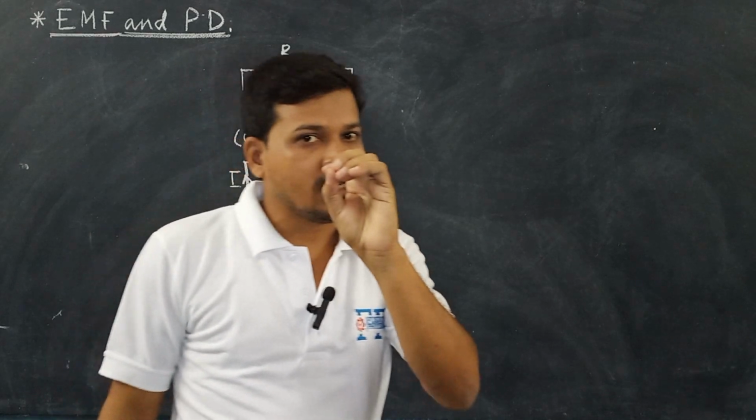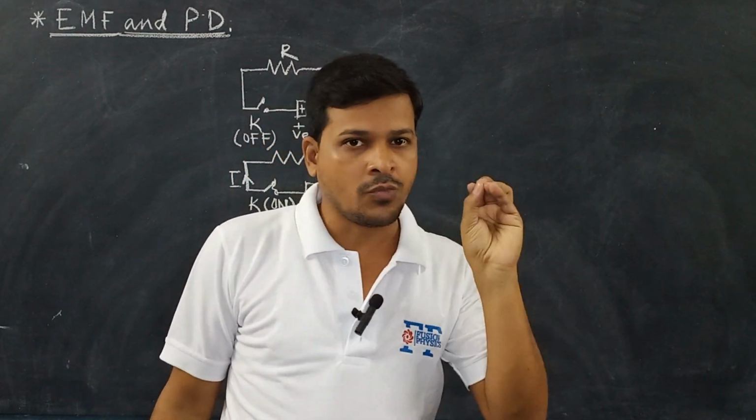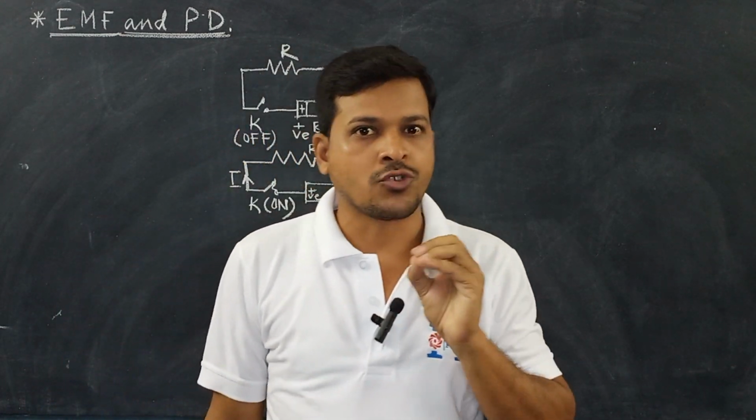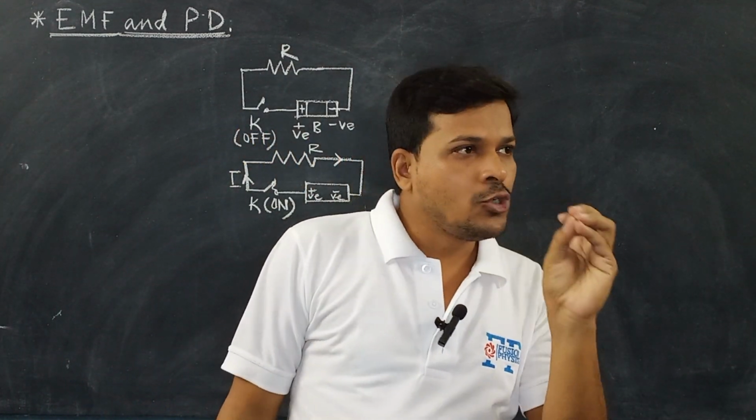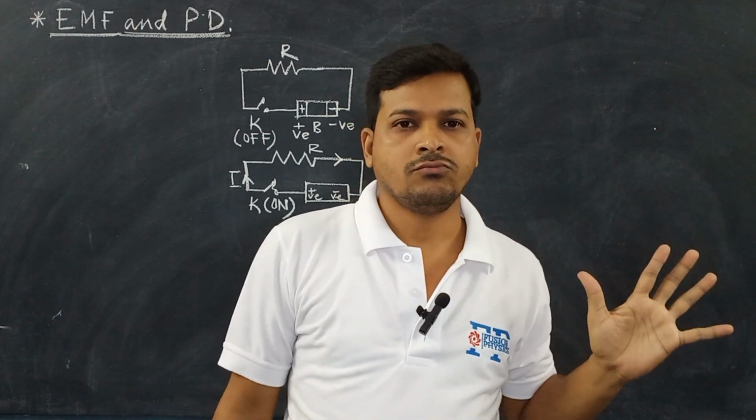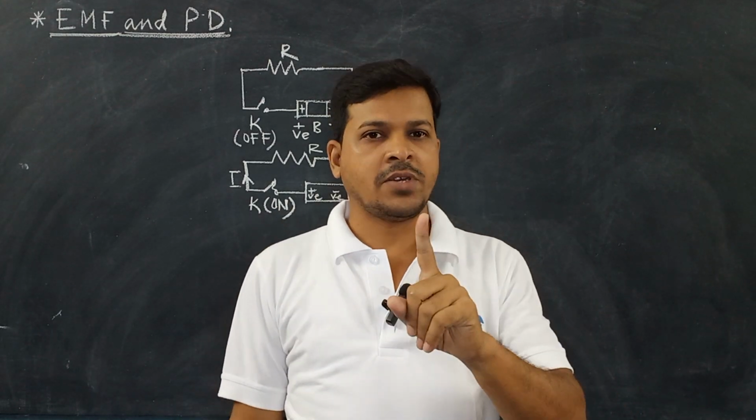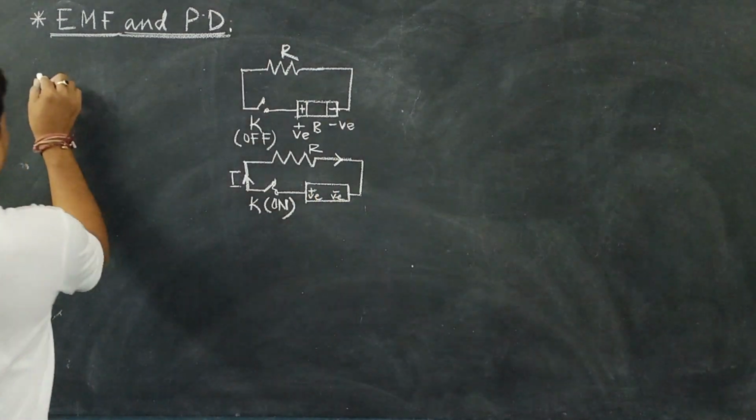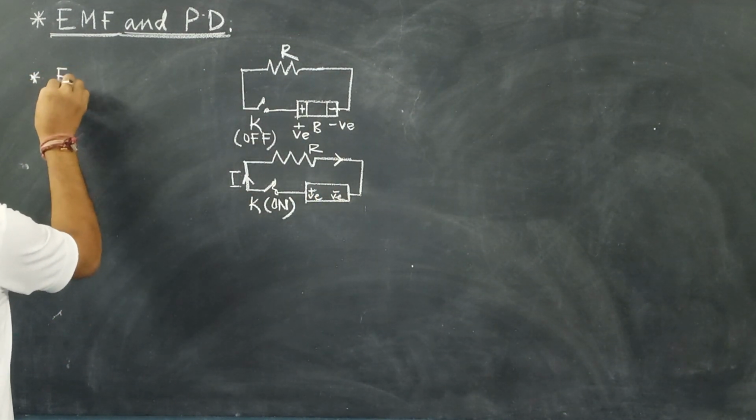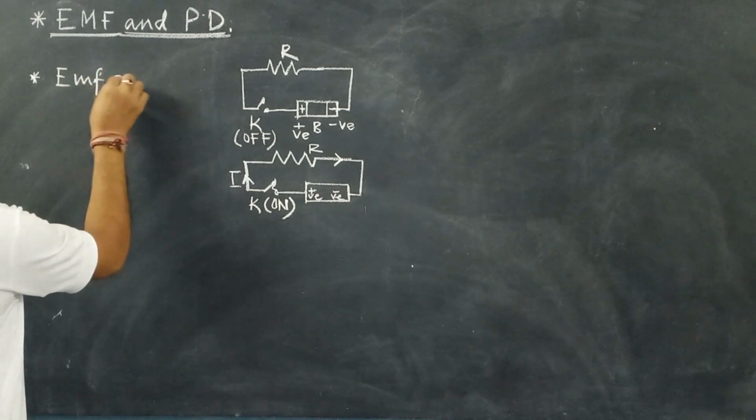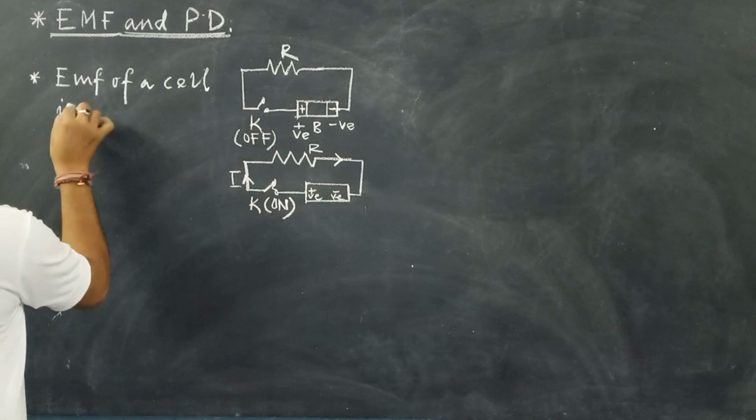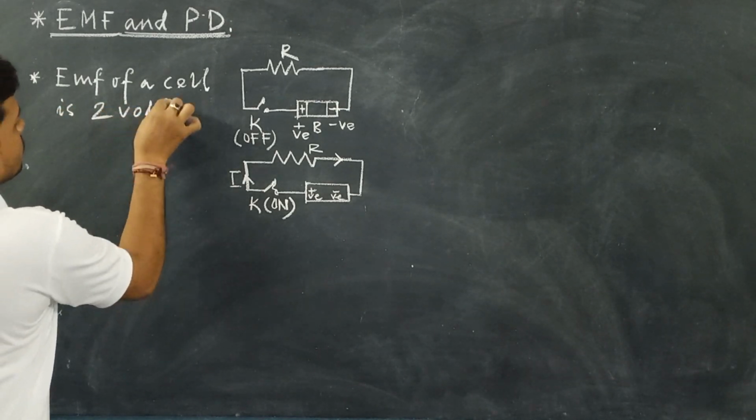This is not an actual question you will see in your question paper, but for the last few years in your board exam you see an important question: what do you mean by the EMF of a cell is 2 volt? The EMF of a cell, that is an electric cell, is 2 volt.